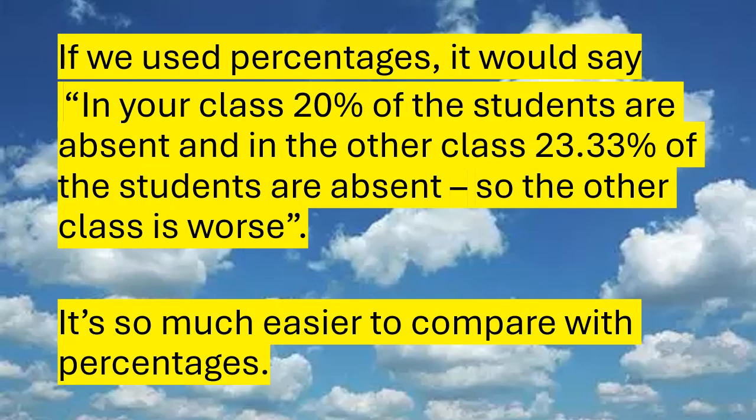If we use percentages, it would say in your class 20% of the students are absent, and in the other class 23.33% of the students are absent. So the other class is worse. It's so much easier to compare with percentages.